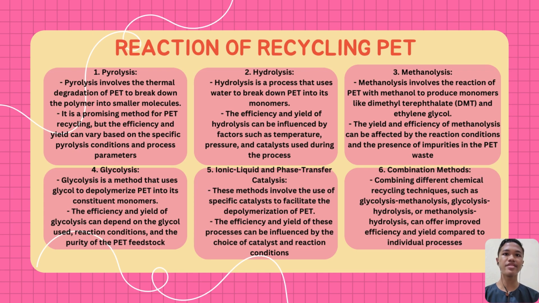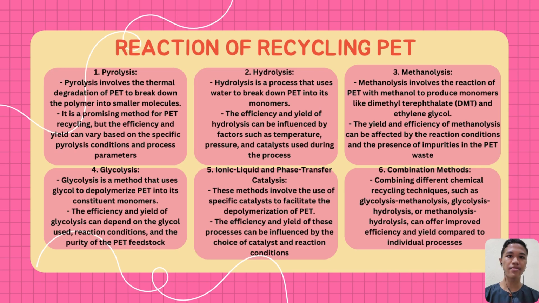The yield and efficiency of methanolysis can be affected by the reaction conditions and the presence of impurities in the PET waste. Glycolysis. Glycolysis is a method that uses glycol to depolymerize PET into its constituent monomers. The efficiency and yields of glycolysis can depend on the glycol used, reaction conditions, and the purity of the PET feedstock. Ionic liquid and phase transfer catalyst.